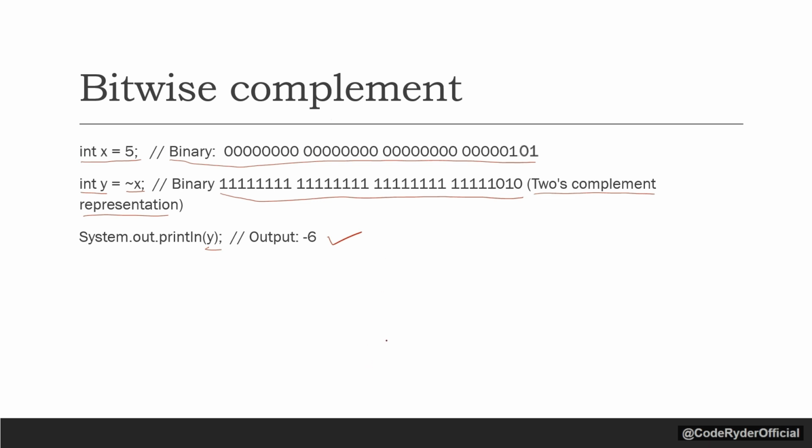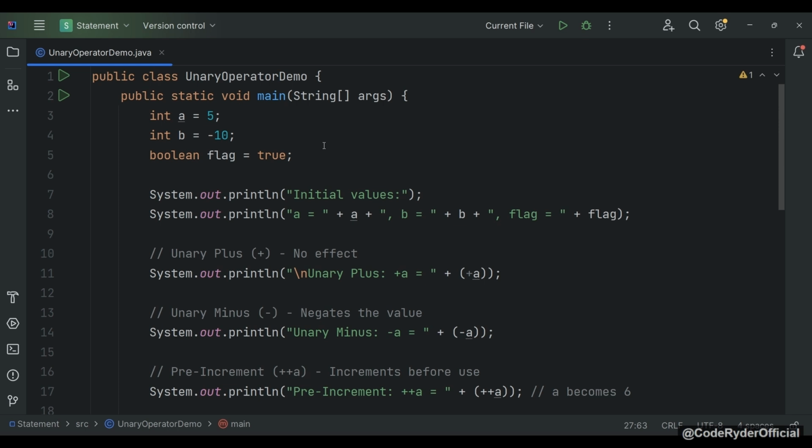Now let's see the example of each of these unary operators. All right. So in this example, we have an integer variable a equal to 5. Then we have another integer variable b equal to minus 10. And then we have a third variable, which is of Boolean type, flag, and we have initialized its value as true. First of all, we are printing the initial values, and it will print a is equal to 5, b is equal to minus 10, and flag is true.